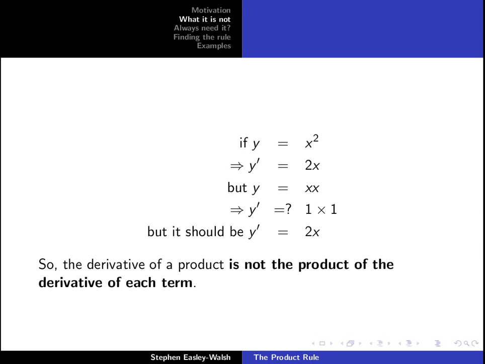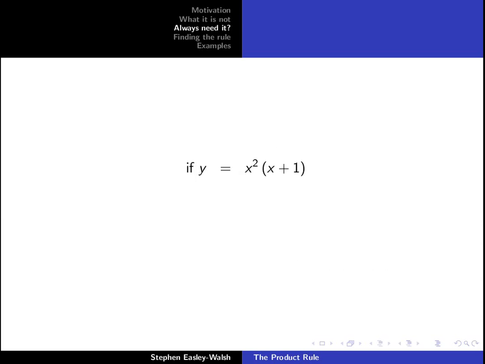We don't always need to use a rule though. In this example, y equals x squared times (x plus 1), we can just open the brackets into x cubed plus x squared and then calculate the derivative normally. Power comes down and the power loses 1. 3x squared plus 2x is the derivative.